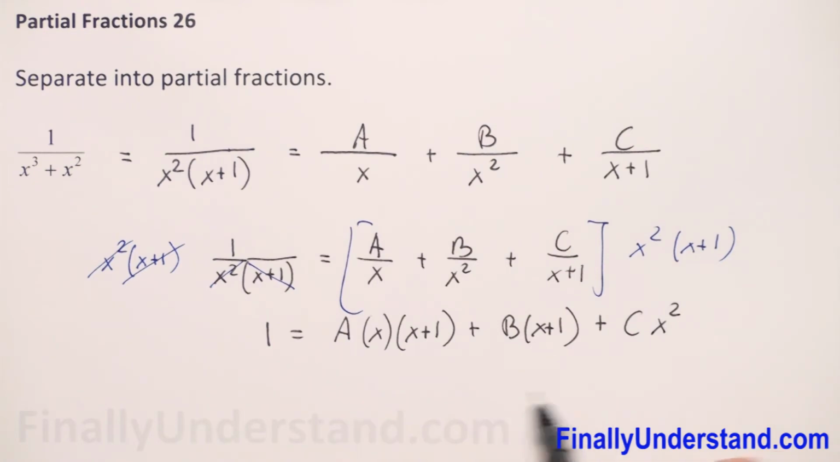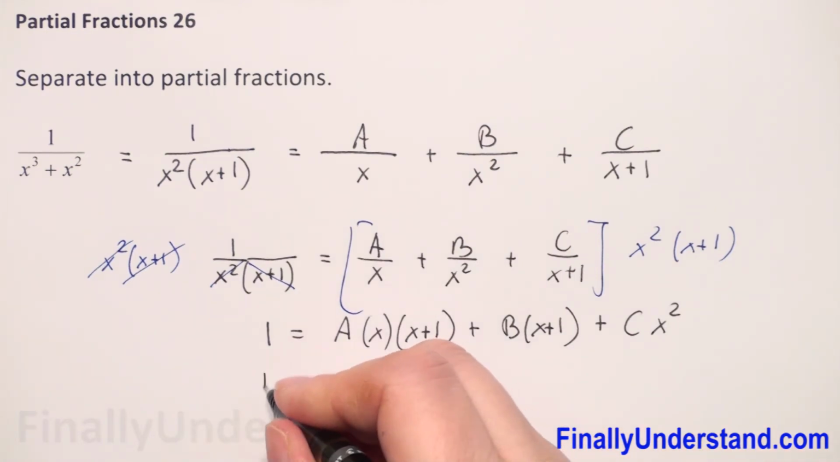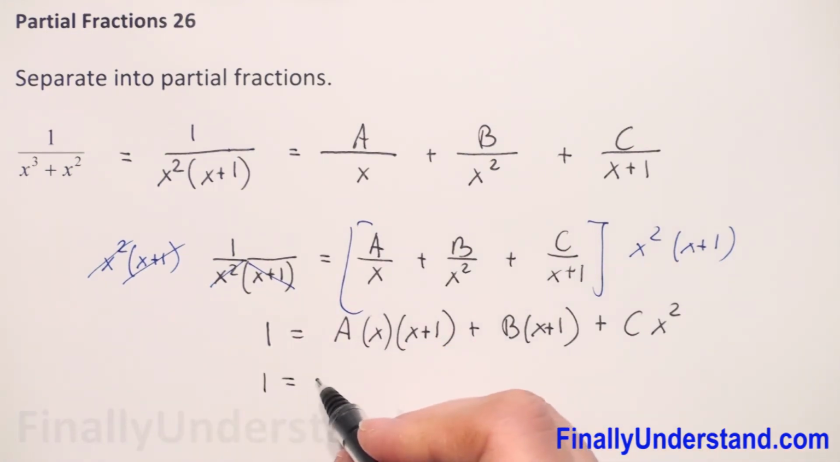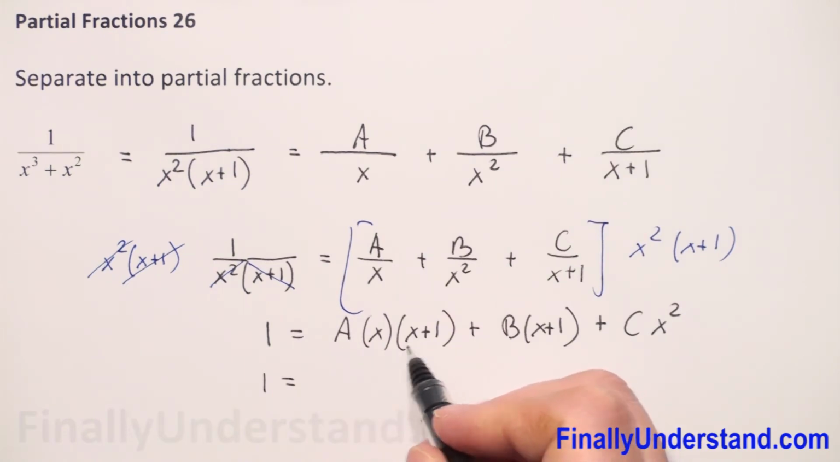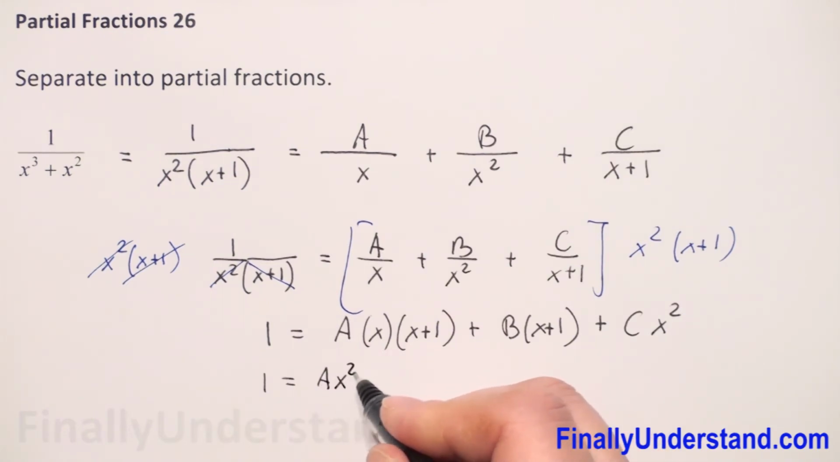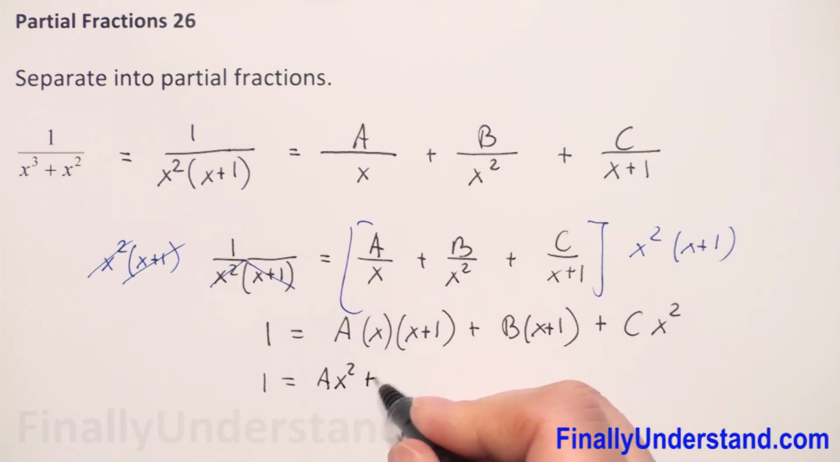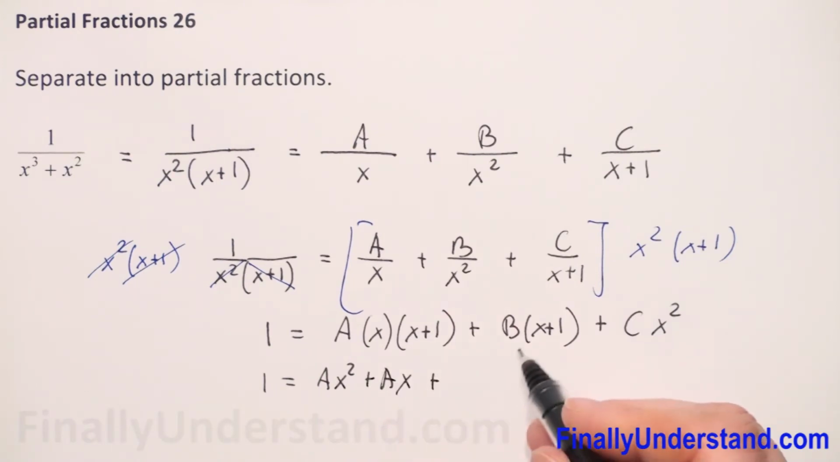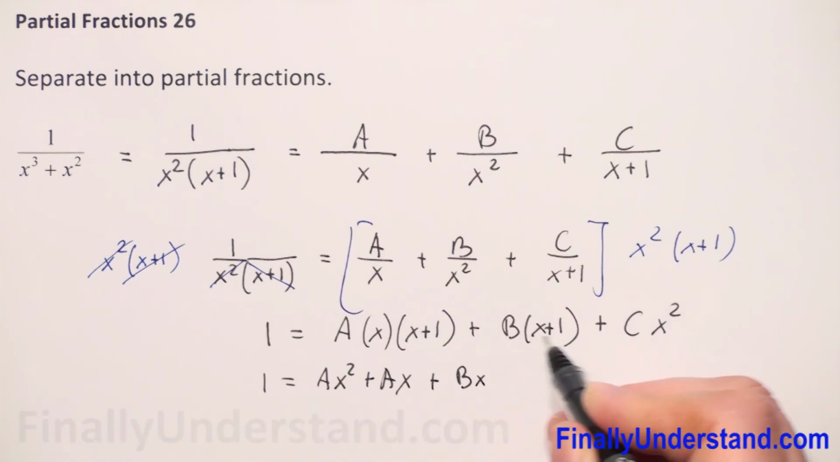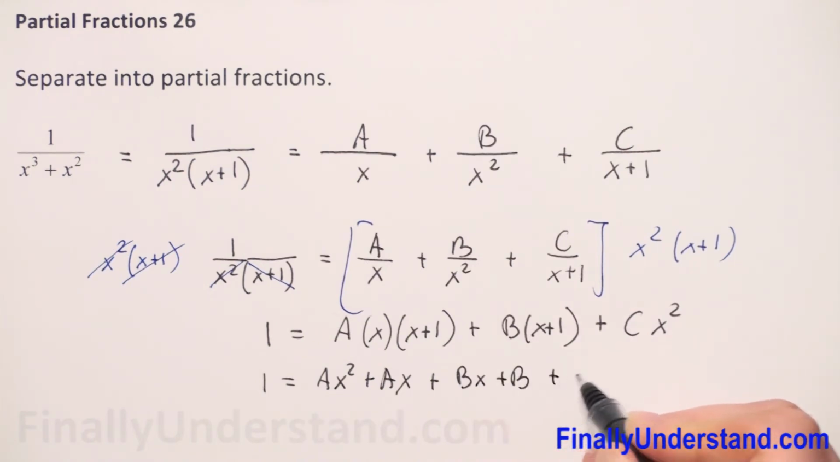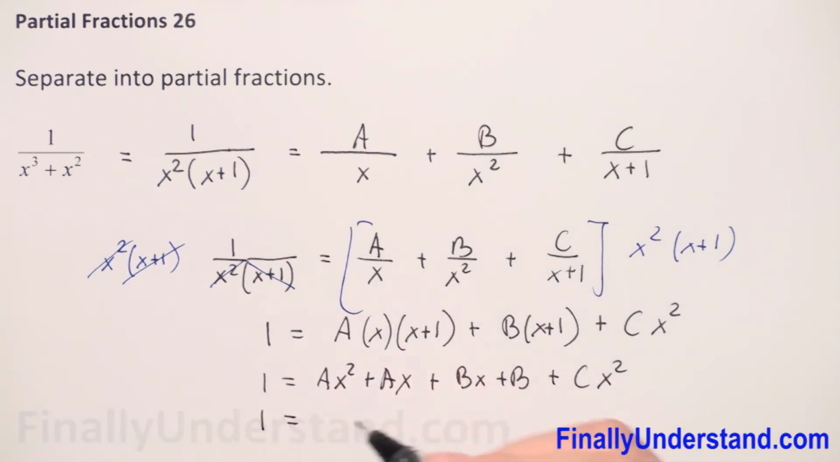So now we have to do multiplication on the right side. Left we will copy. We have ax times x, so it will be ax squared. ax times 1 is ax, plus b times x is bx, b times 1 is b, plus cx squared. Next we have to combine the like terms. Left side we will rewrite. We have ax squared and cx squared. So we have a plus c times x squared.